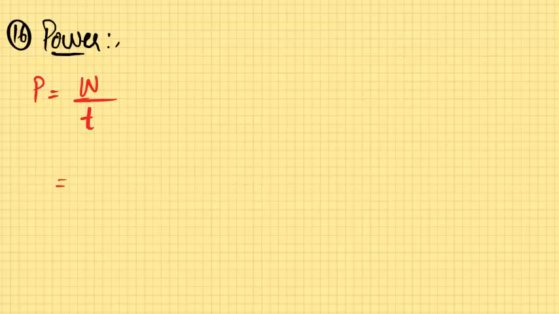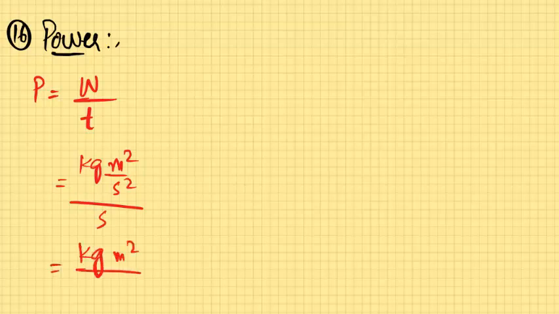We have figured out work in previous cases as kilogram meter square per second square. So in place of work I will be writing kilogram meter square per second square, and in place of time I will be writing seconds, and I will end up with kilograms meter square per second cube. So this is the SI base unit of power.